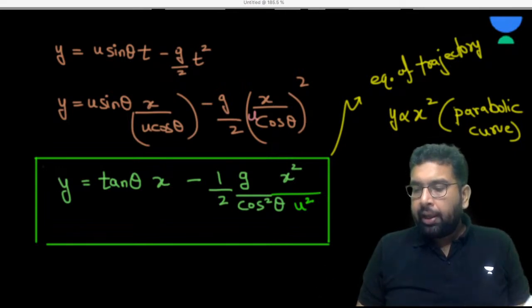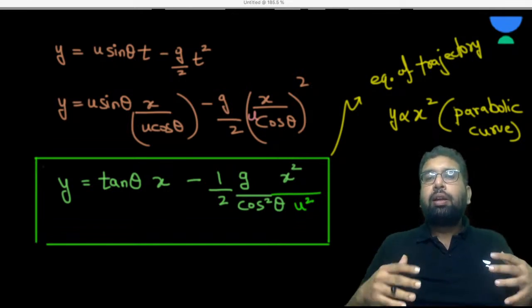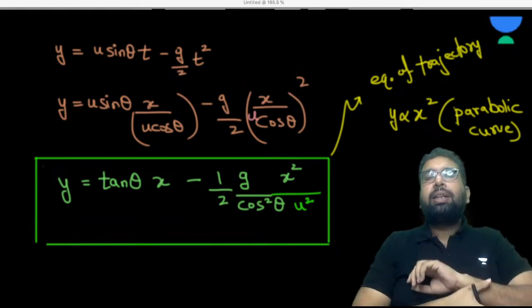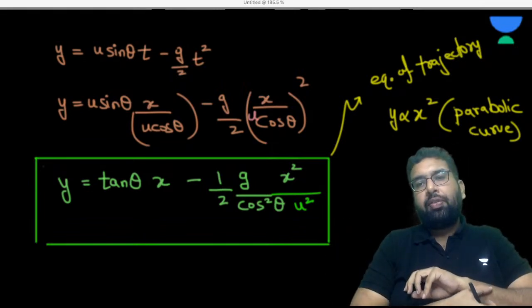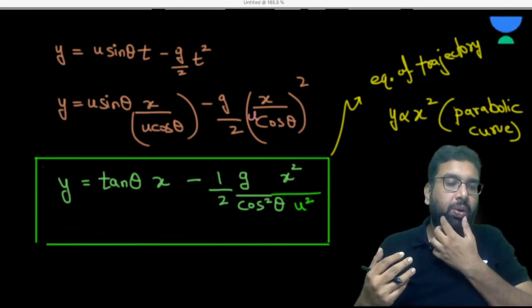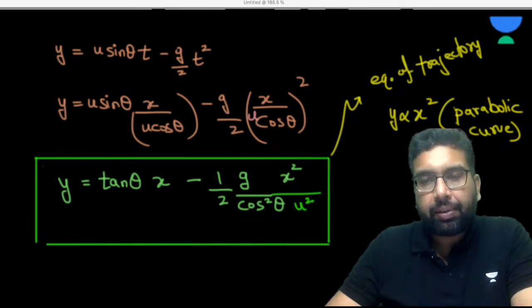Like in any physics thing, if it is coming out to be y proportional to x, that means it follows the linear relation. If it is coming out y square is equal to x, that means it follows the equation of a parabola. Understood? Okay.